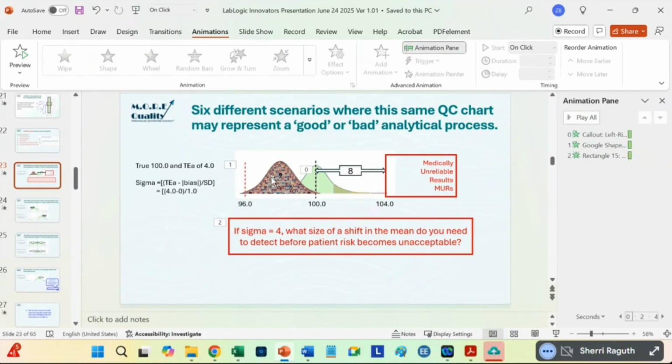Should we change SD as well, or both? Mean or SD? From manufactured to lab mean SD.